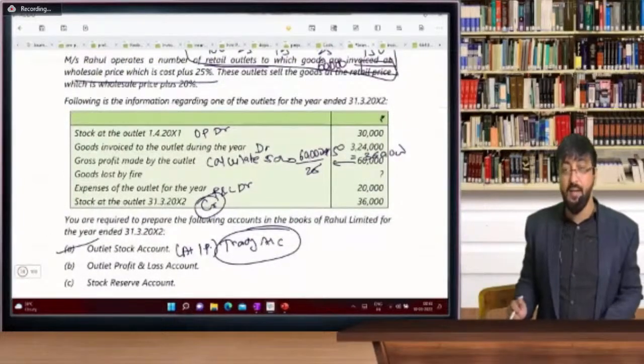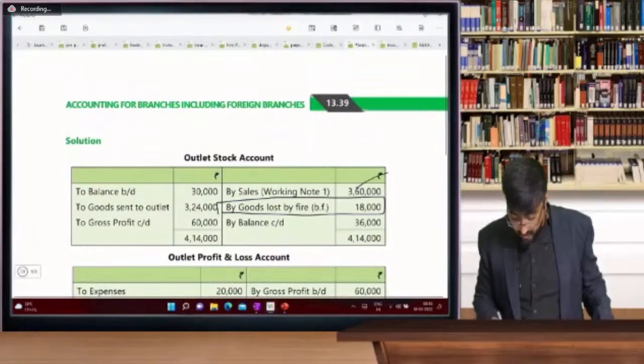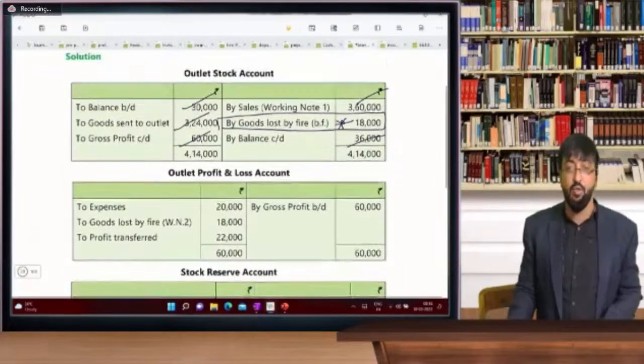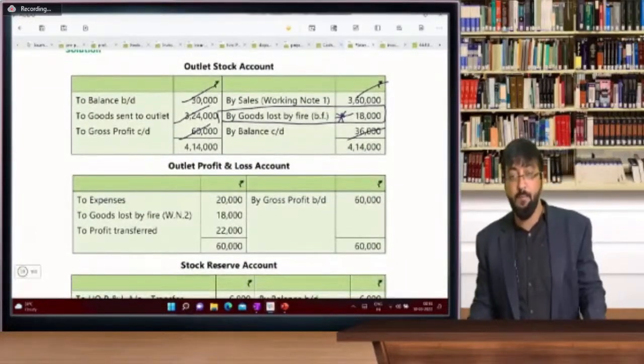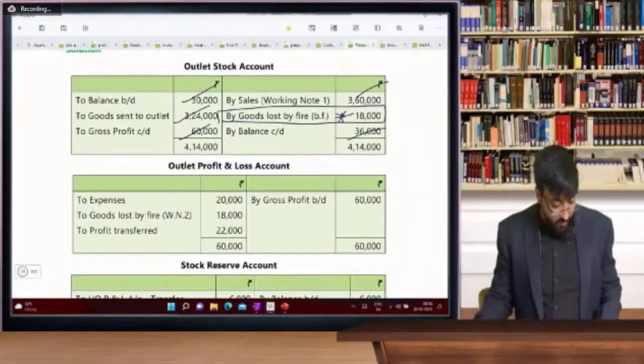Now balancing figure in this question, it is balancing figure. See, sales is given, opening stock is given, goods sent to outlet, GP, closing stock is given. So 18,000 is balancing figure. So now you understood this question, beta? Yes. Now what is new concept in this question? From GP, you can calculate sales.